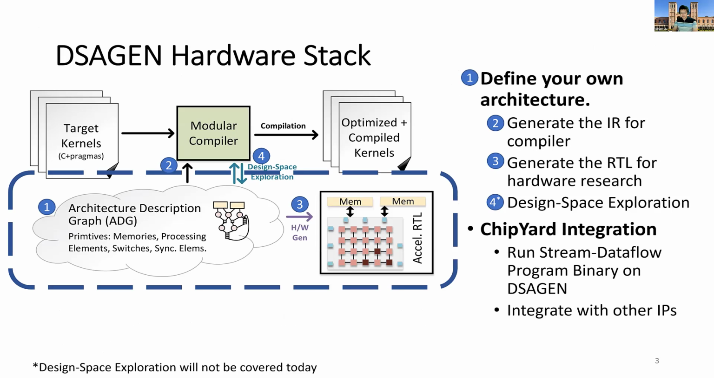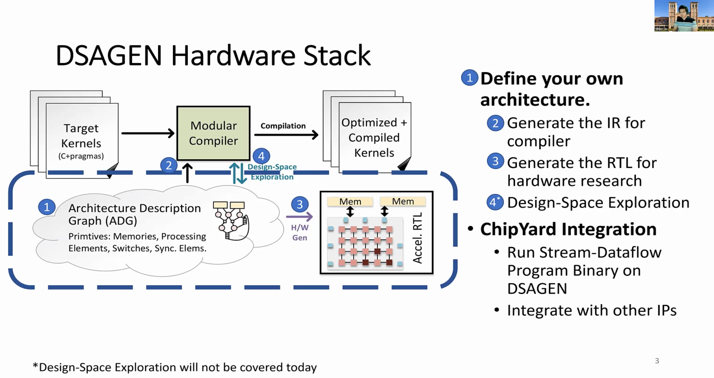So let's take a look at the overview of DSAGEN. The hardware stack is at the bottom of the picture on the left-hand side. What do we want from the hardware stack? Well, of course, we need a way to describe the hardware. So we have some hardware primitives like processing element, switch, synchronization unit, memory, and control core. Then we need to tell the compiler what kind of hardware architecture we want the program to run on, so that we can compile a program for it.